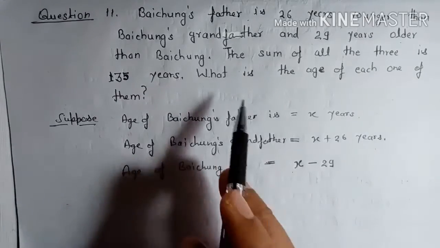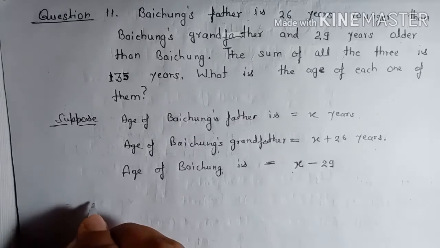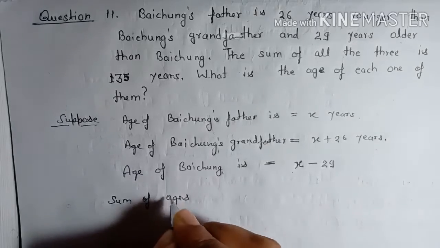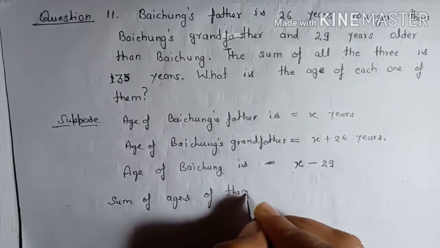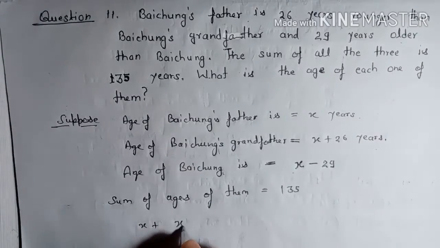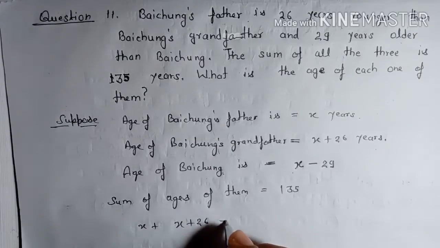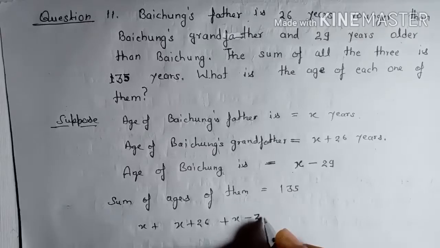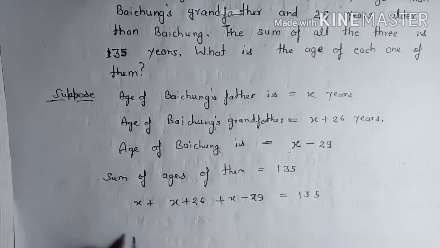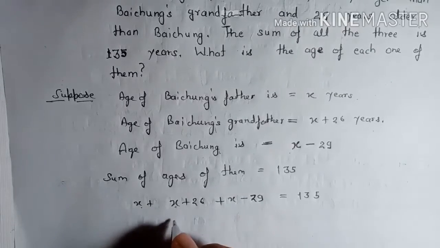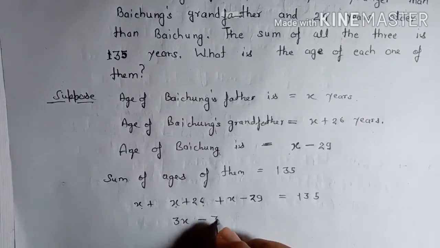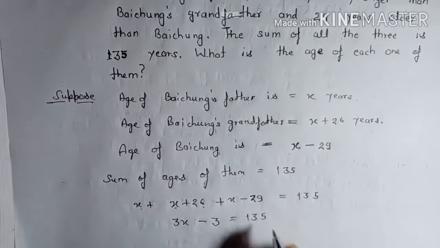Now it is given sum of all ages is 135. So sum of ages of them is 135. Now add this, so x plus x plus 26 and x minus 29 is equal to 135. Now you have an equation, solve this. X plus x plus x becomes 3x, and this 26 minus 29 is minus 3, is equal to 135.